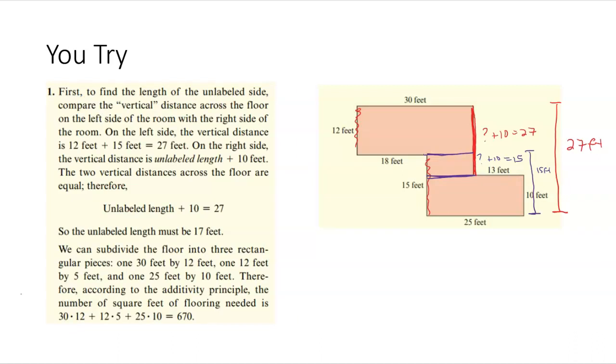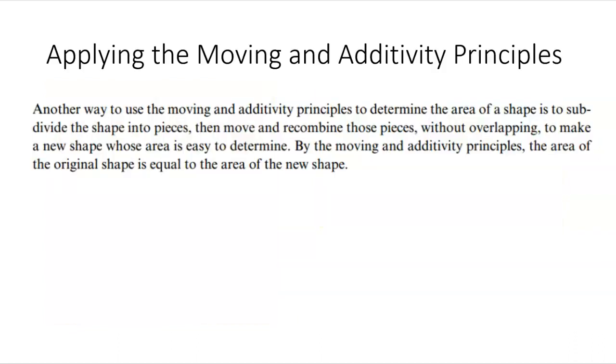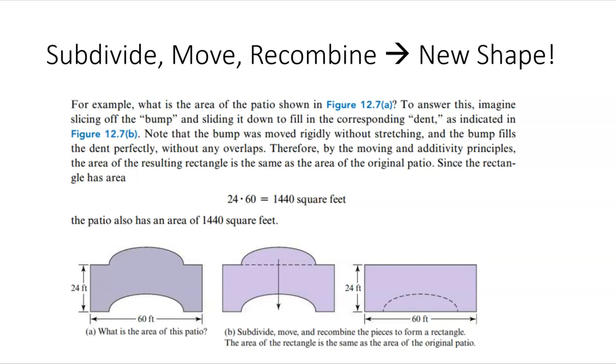Now let's apply the moving and additivity principles. Another way to use these is to determine the area of a shape by subdividing it into pieces, and then move and recombine them without overlapping. So here's an example. We have this kind of bump here, and we have this empty space. We could take this bump and move it into this empty space, and voila, we've got a rectangle.